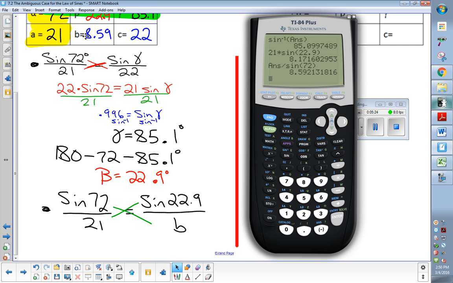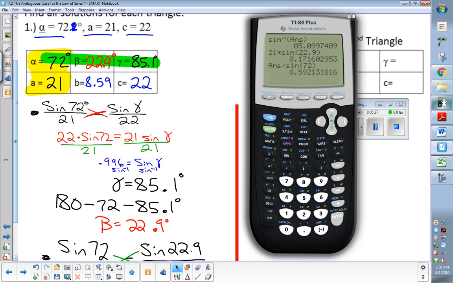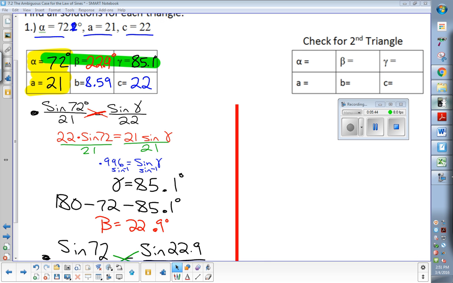I like these little boxes as well, okay, because here's the other thing you can check real fast. Which angle was the biggest? 85. Is it across from the biggest side? Yep. Smallest angle was 22. It's across from the smallest side. So that's a really quick check. Okay, that problem itself isn't really hard. And it's not any harder here in a second either. But there's a second part to this problem.